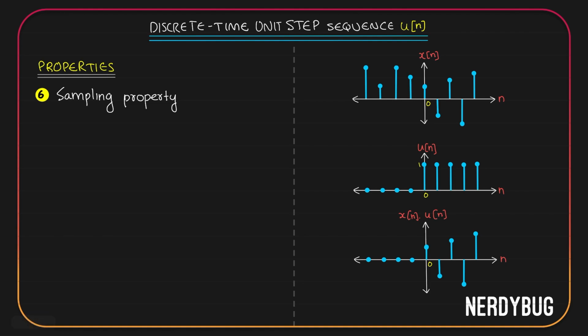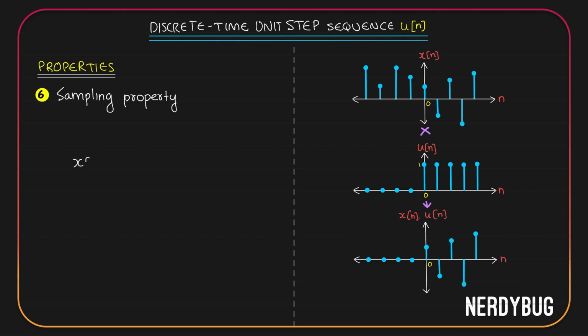Let's go to the next property, which is sampling property. We have an x of n, which is a random signal, and we have u of n, and then we'll take x of n multiplied by u of n. Obviously, we have 0 at all these points. So when you multiply it with the values of x of n, you'll get 0. And from 0 to the right side, we have 1. So when you multiply it with x of n, you get whatever is the value of x of n there. So until minus 1, we get 0.